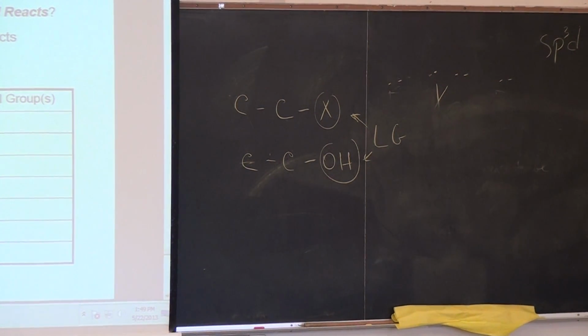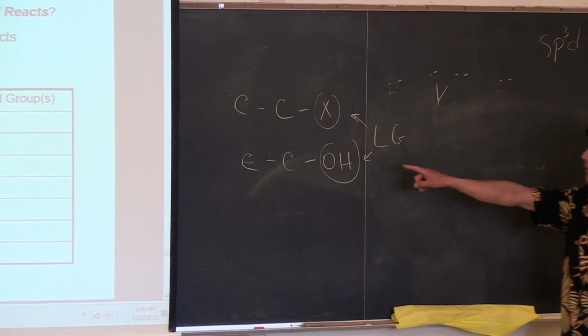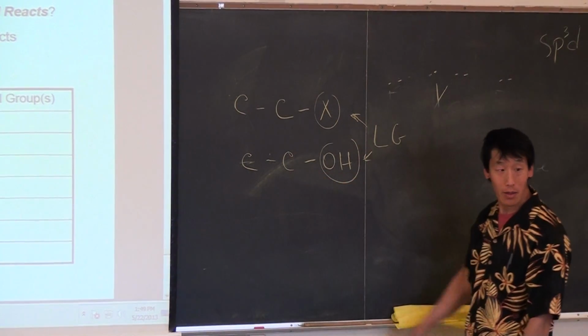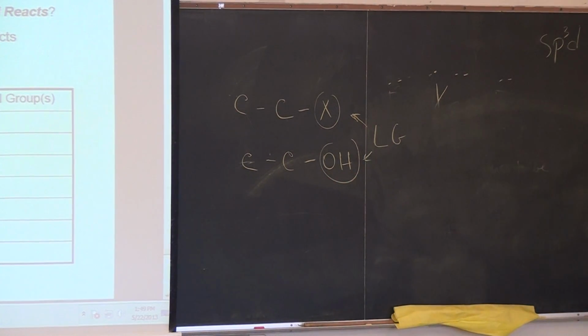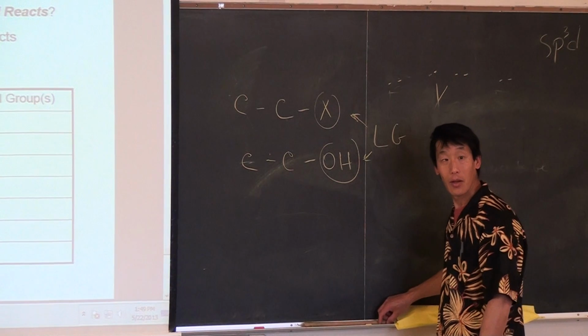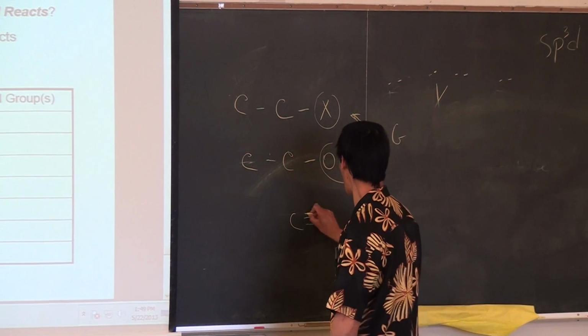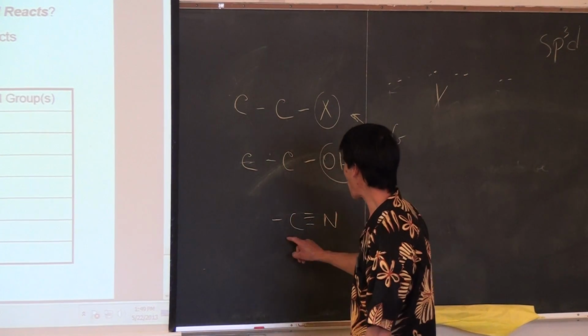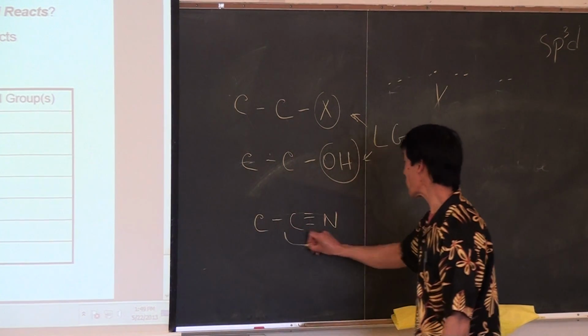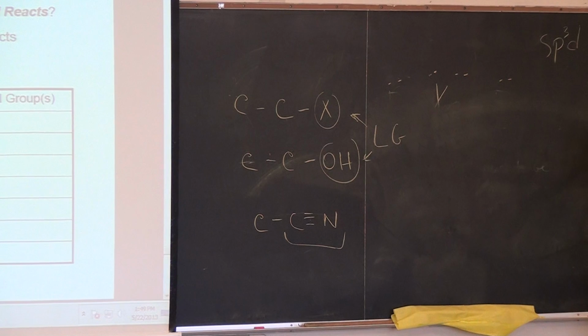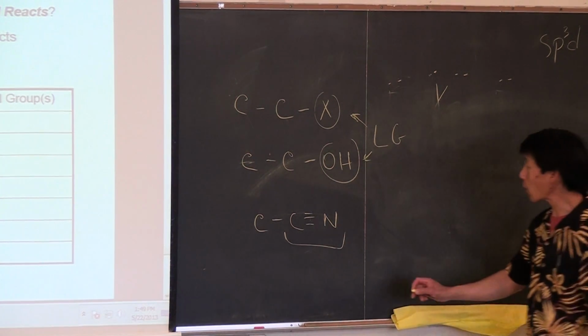Are there any other functional groups which have this type of alpha carbon? Is the CC and the CN one or no? Oh, the nitrile? This one? Yeah, because with the nitrile you can consider this to be a leaving group. Or how about this one?